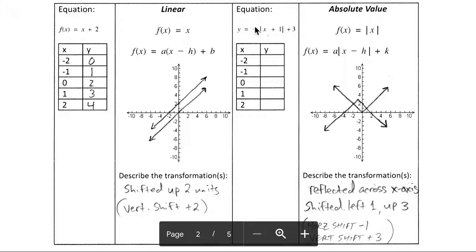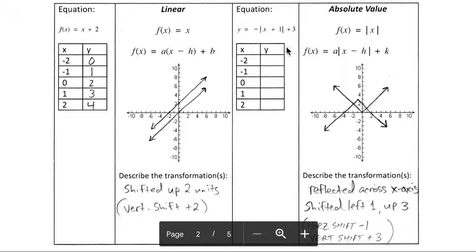Before we do that, though, notice that our a value is negative 1. If that a value is negative, what it's going to do is it's going to reflect across the x-axis. So this v got reflected upside down first, and then that vertex got shifted left 1 spot, up 3 spots. And so the graph looks the same. It just got reflected and moved.